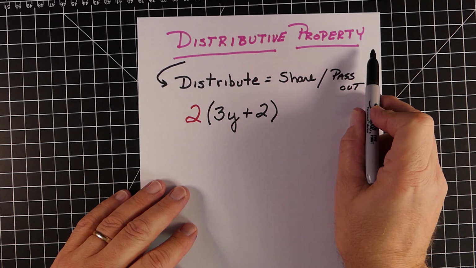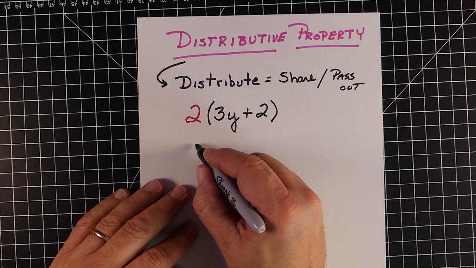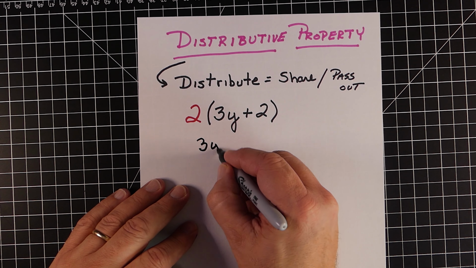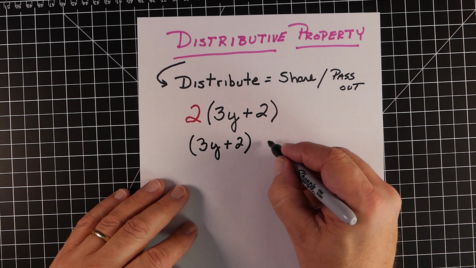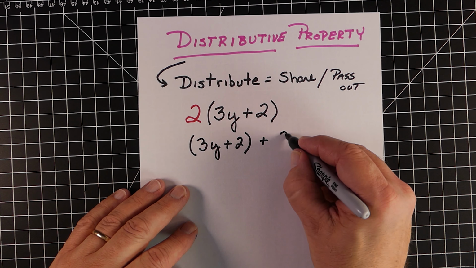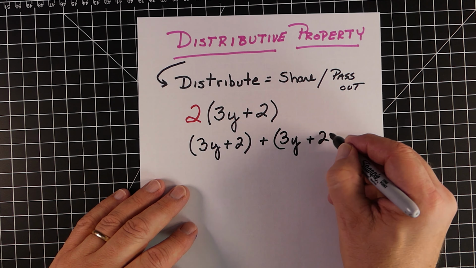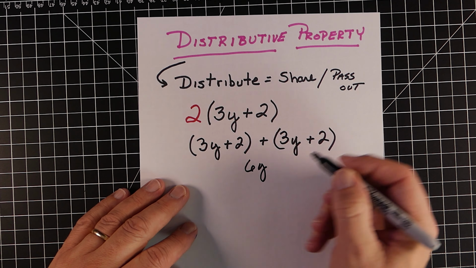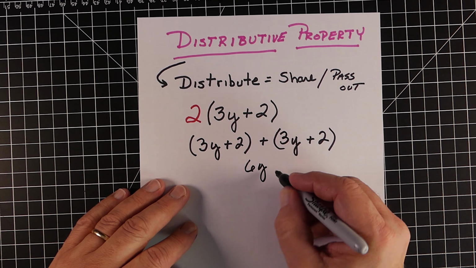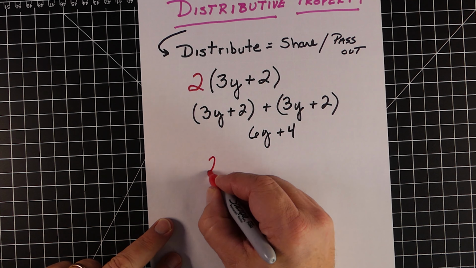Now, when we're talking about distribute, it's another way of saying to share or to pass out. And so in this problem, what we're looking at sharing is this number 2. Another way we could think of this is that we have two groups of 3y plus 2. So we have 3y plus 2 on the left. We also have a 3y plus 2 on the right-hand side. Now, if we combine those two groups together, we look at our y's, we see we have a total of 6 y's, and we could also combine our plus 2's, which would be a plus 4 or a positive 4.